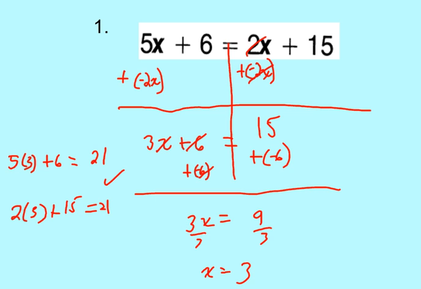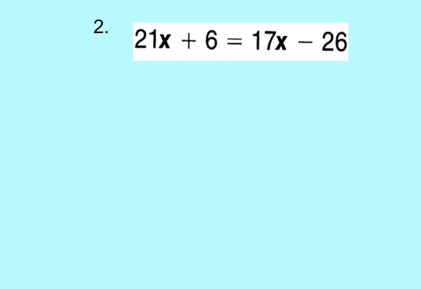Okay, let's take a look here and do problem number 2 together. 21x plus 6 equals 17x minus 26. Okay, let's go ahead and get rid of the subtraction first off. Write the problem down, then write it with addition, adding its opposite. I'm going to move my variables to the left side, draw the line down. So I have to cancel this term out. So I'm going to add negative 17x to both sides.